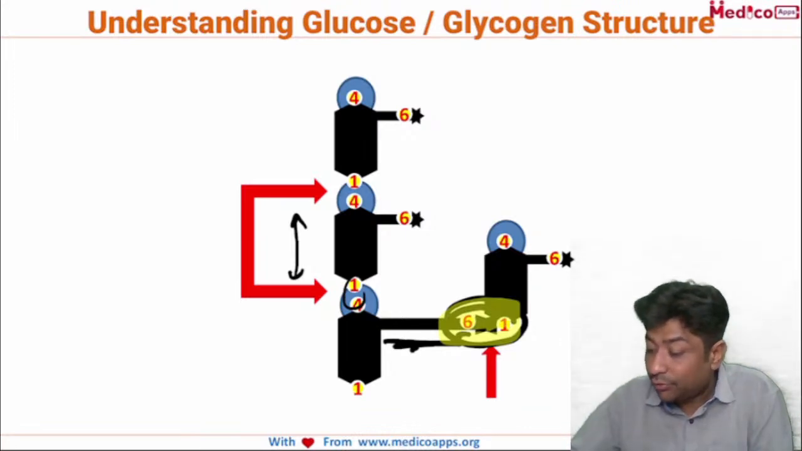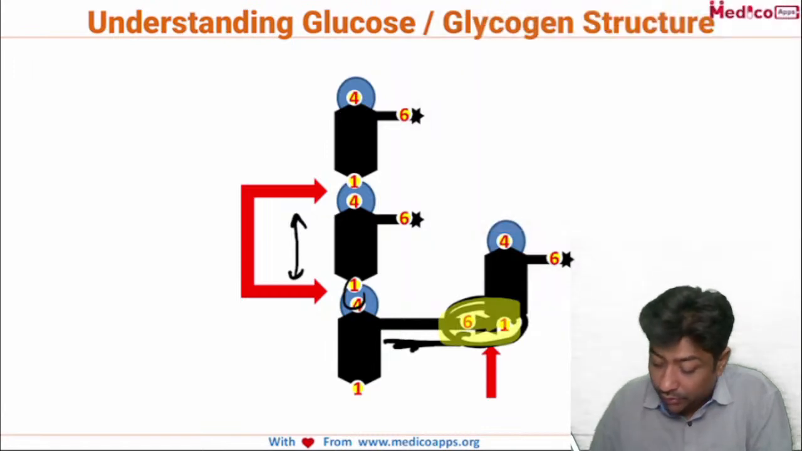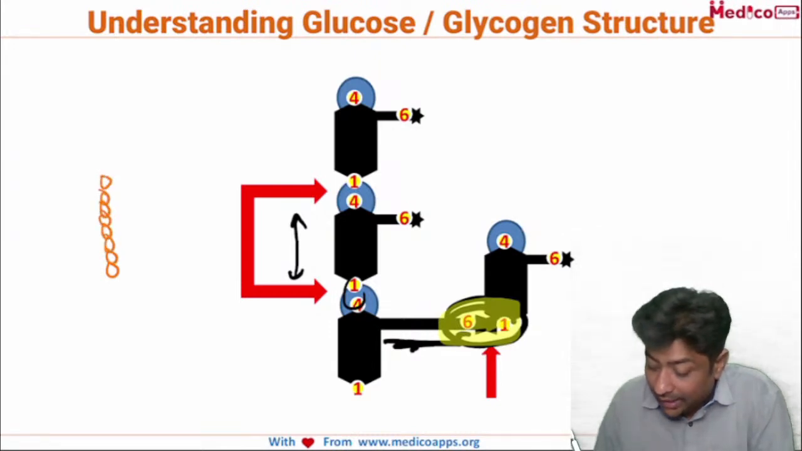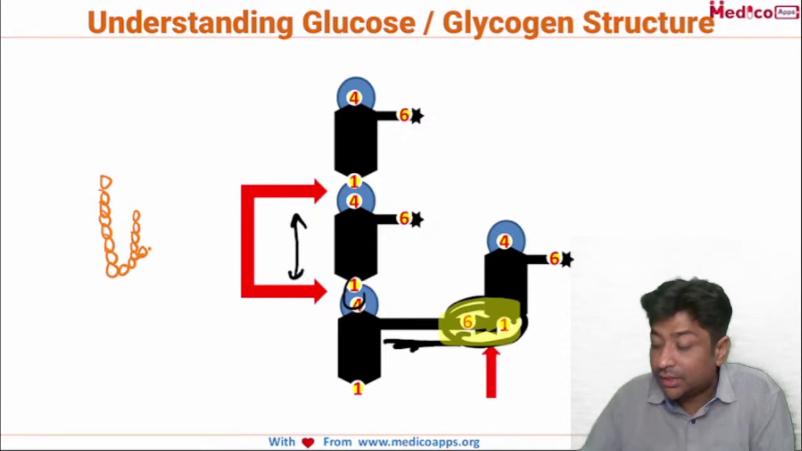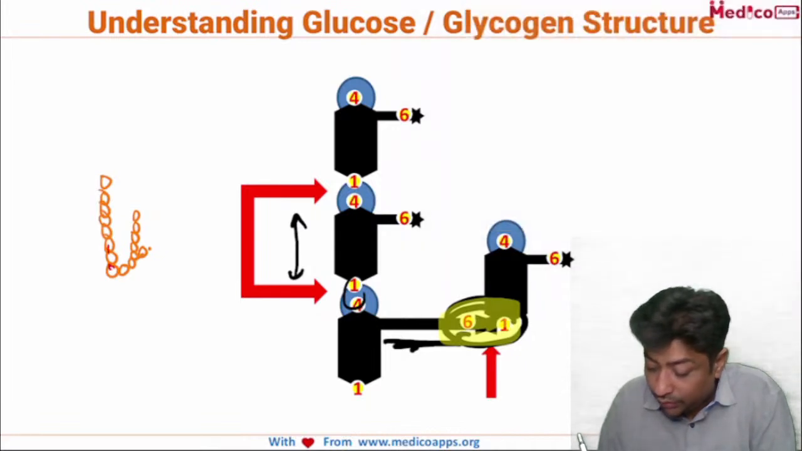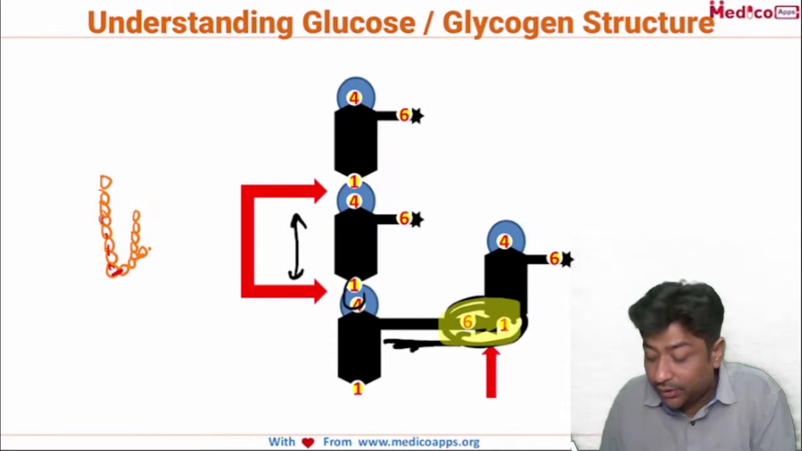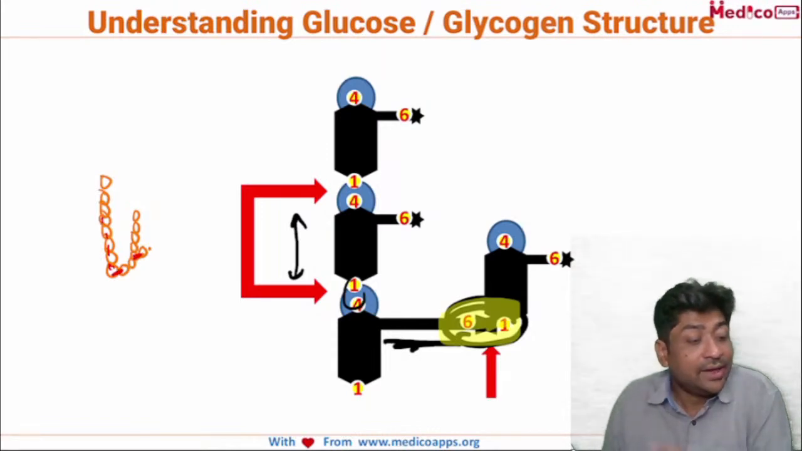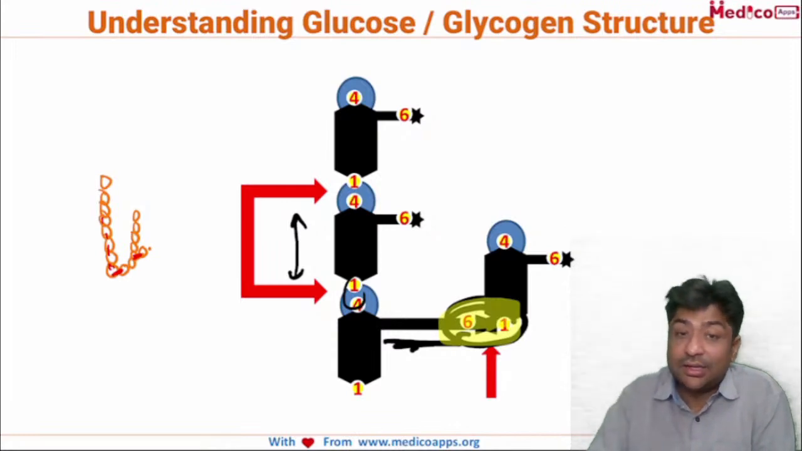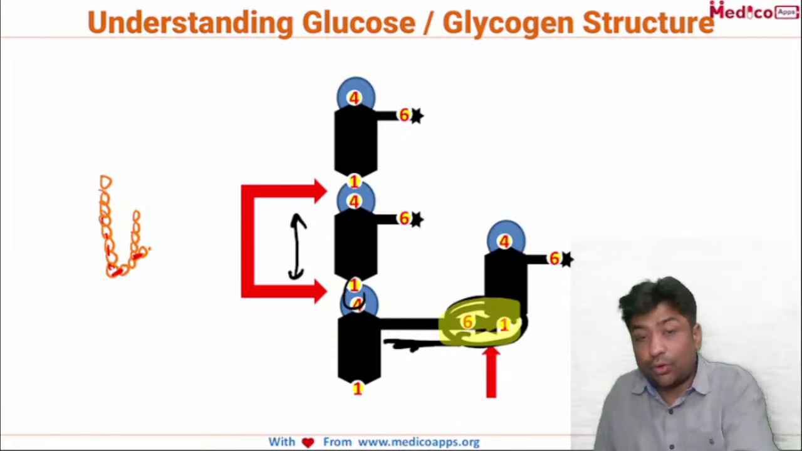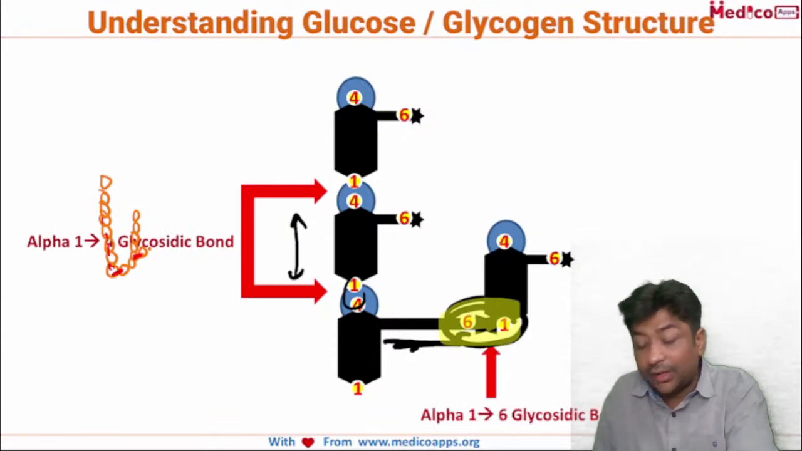If I have to make a diagram, it will look something like this. This is your 1,4 bond, one glucose sitting on the top of another, and this is your 1,6 bond. And again, on the top of another, it is a 1,4 bond. Again, if there is a branching point, this is called 1,6. So this is all 1,4, 1,4, 1,4. This branching point is 1,6. This branching point is 1,6. It is very important for you to understand the structure of glucose. So all of you are clear about the 1,4 bond and the 1,6 bond.